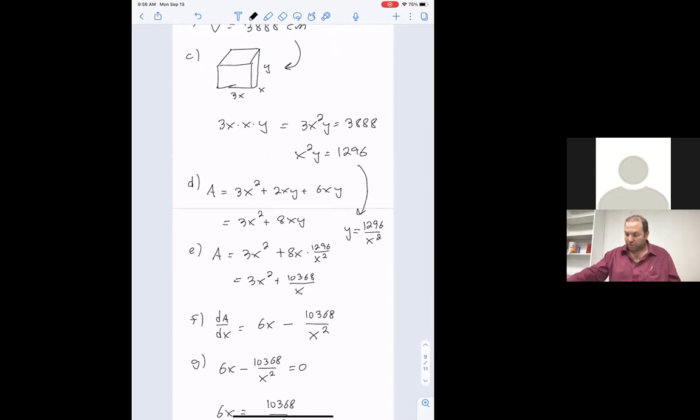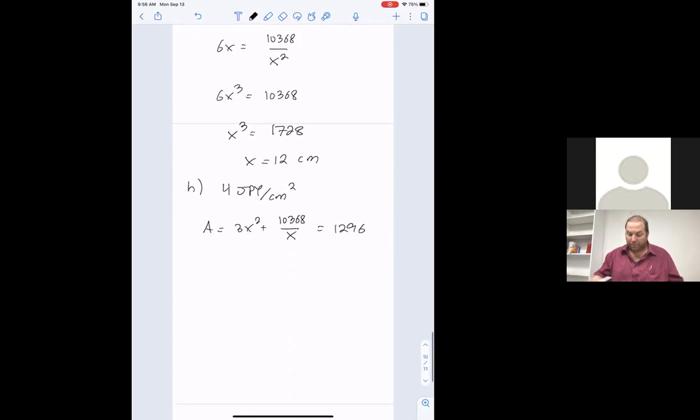which I see is the same thing as x squared y, 1296. That's quite a coincidence. Or maybe not. I don't know. I'm not examining it. So the area is 1296. So what's the cost? Well, it's 1296 times 4 per square centimeter. So the cost in yen will be 5,184 Japanese yen. Nice problem.